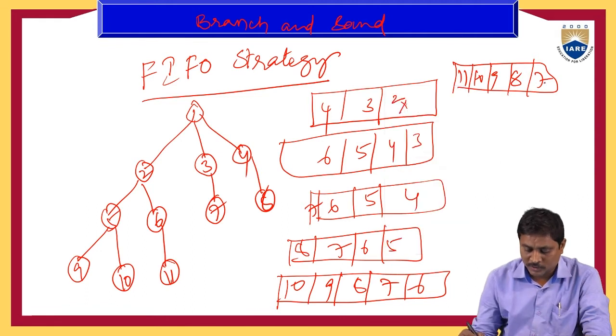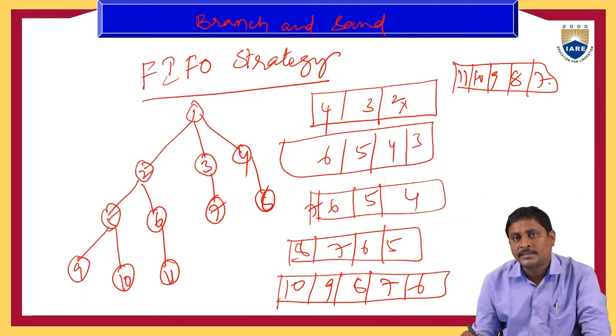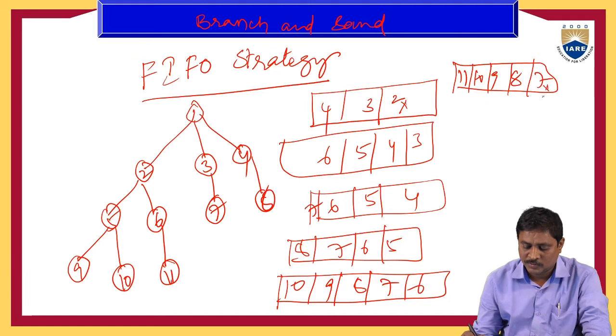Next here you see that we are removing this 7. It doesn't have any children, so remove this one. Similarly, we remove 8. This also doesn't have any children. Next remove 9. Next remove 10 and 11.